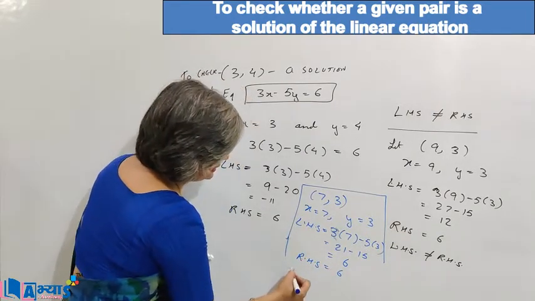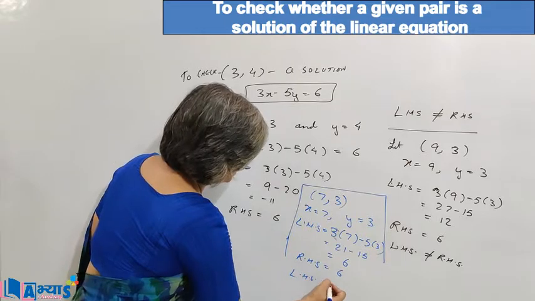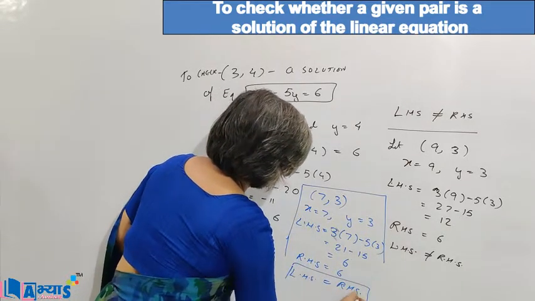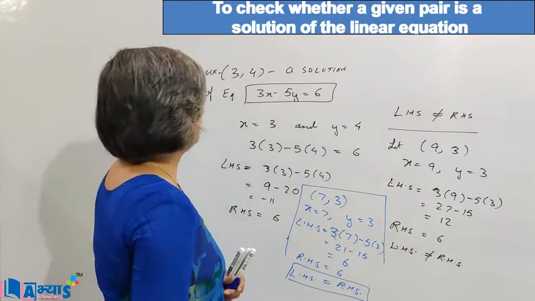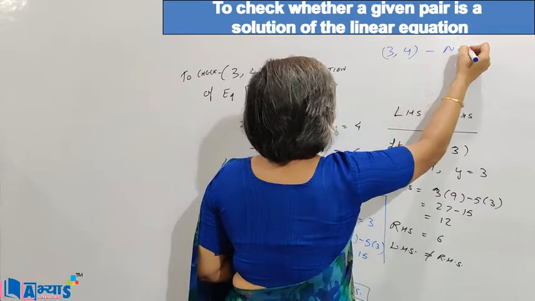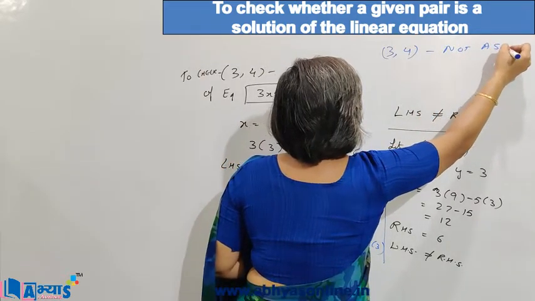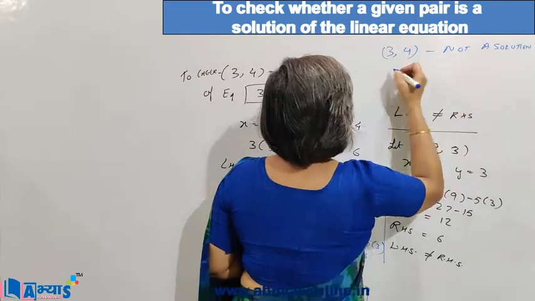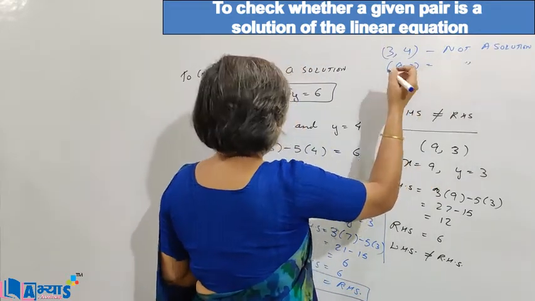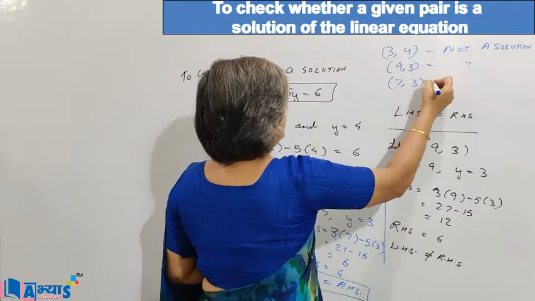So in this case the left hand side is equal to the right hand side. Hence it is a solution. So of the three examples, we can say 3, 4 is not a solution. Similarly, 9, 3 is again not a solution, but 7, 3 is a solution.